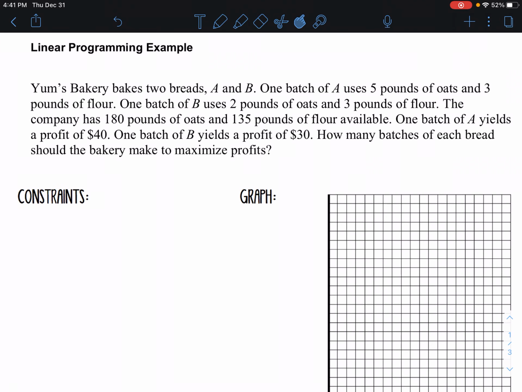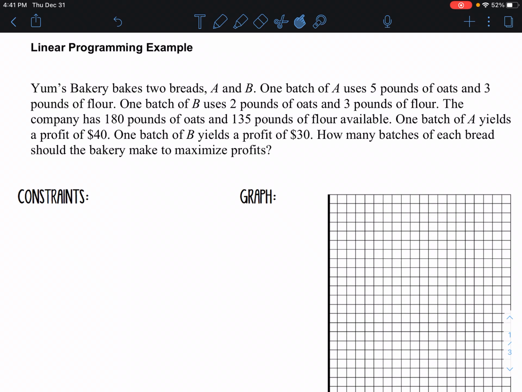Yum's Bakery bakes 2 breads, A and B. One batch of A uses 5 pounds of oats and 3 pounds of flour. One batch of B uses 2 pounds of oats and 3 pounds of flour. The company has 180 pounds of oats and 135 pounds of flour available. One batch of A yields a profit of $40. One batch of B yields a profit of $30. How many batches of each bread should the bakery make to maximize profits?